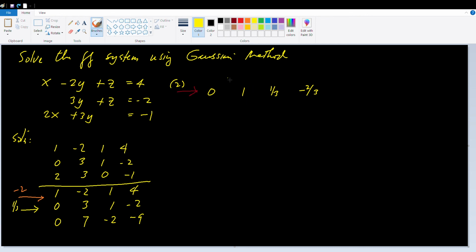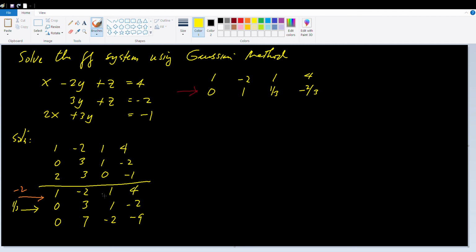I will simply retain the element of the first row. No? Because after all, we're just after an upper triangular matrix. So sorry about that. So 1, negative 2, 1, and 4.